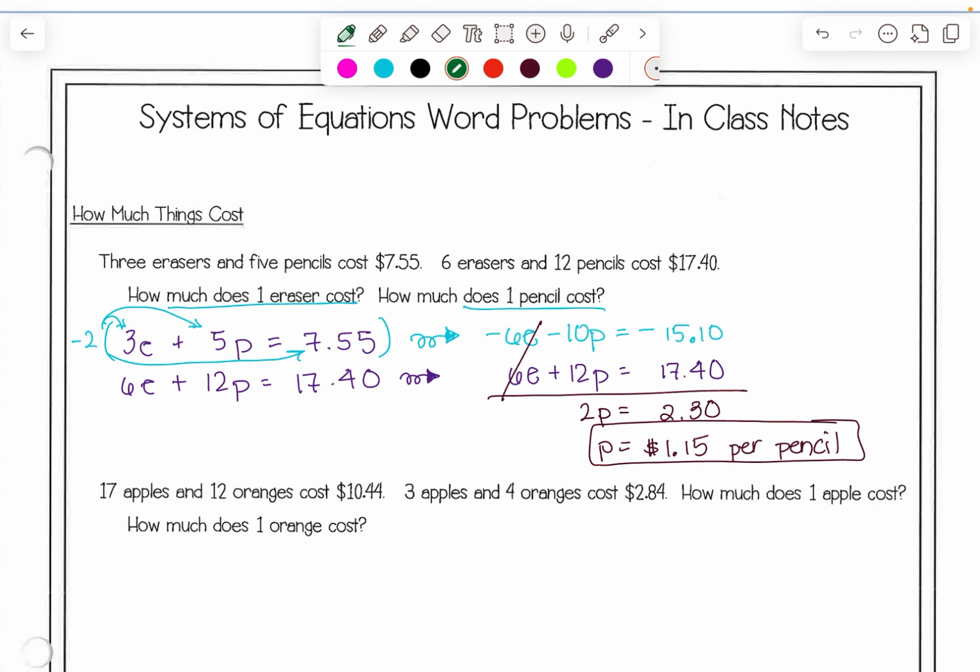And I have 3e plus 5p, but p is 1.15, is equal to $7.55. That's 3e plus $5.75, which is equal to $7.55. Subtract $5.75 from both sides, and 3e is equal to $1.80. So that means each eraser is going to cost 60 cents.